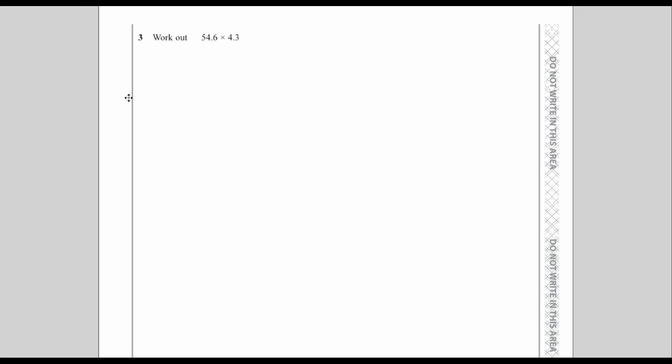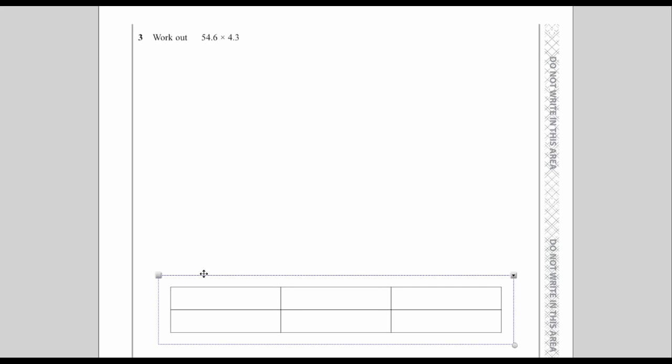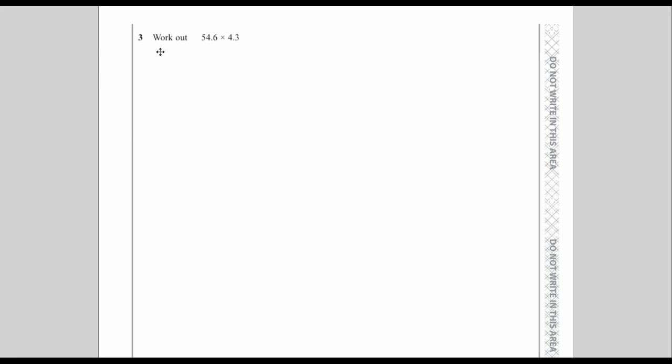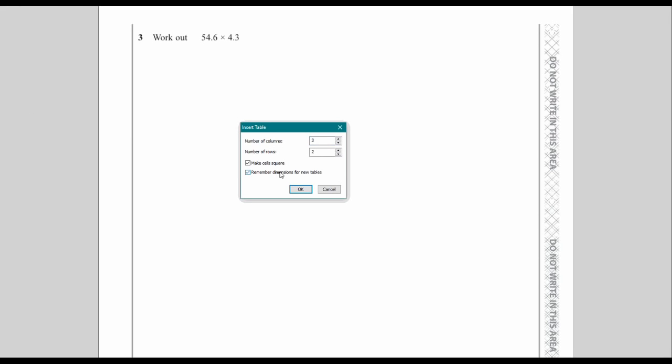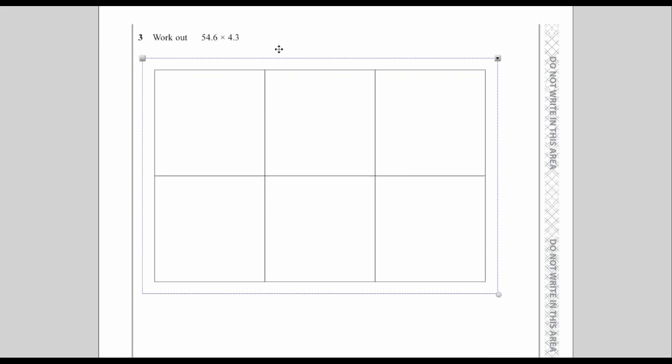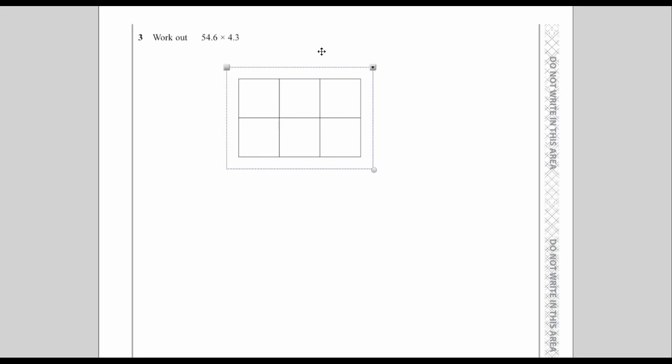Question 3. Work out 54.6 multiplied by 4.3. Right, quite a tricky multiplication question. All around the world there are going to be very many ways to do this question. One of my favourite methods is called the Chinese lattice multiplication method. So that's the one I'm going to show you, and it works quite nicely when you've got decimal points as well. If you haven't seen this method before, it's going to look really weird. If you have, you'll know what I'm doing.